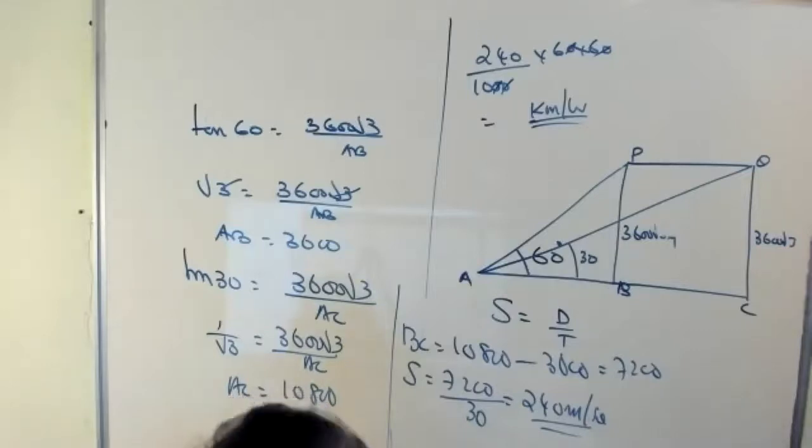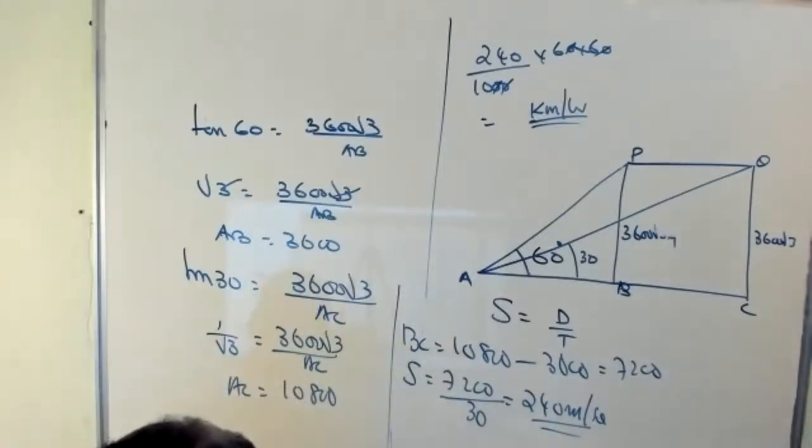Yes, 864 kilometer per hour. Speed is 864 kilometer per hour. Okay. Now try the same type of another question. Instead of a flight, it is a bird.